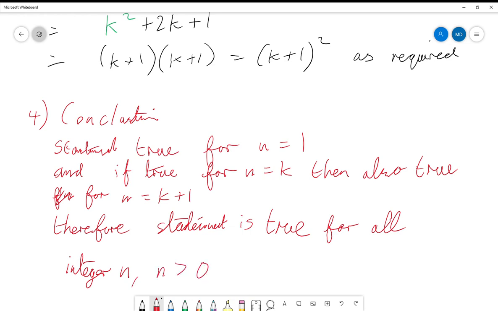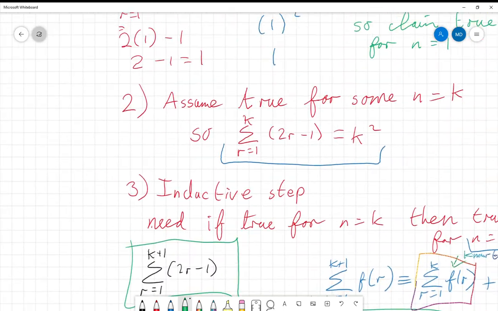And notice it's only true for greater than 0 because we started with n equals 1. If we started with n equals 2, it would have to be n greater than 1, or greater than or equal to 2, if you prefer. We have to think about where we start. And that's it. Those are your 4 steps for mathematical induction.